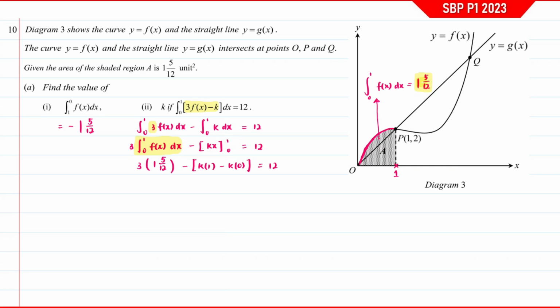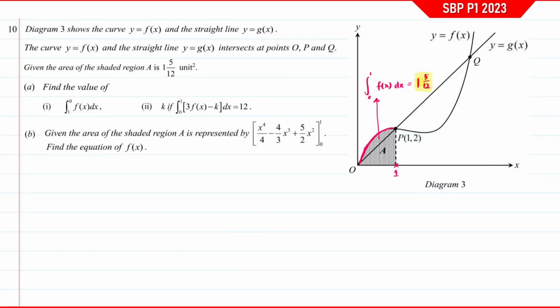So here we're going to get 17/4 minus k equal to 12. Then k is equal to 17/4 minus 12, which is equal to negative 31/4.